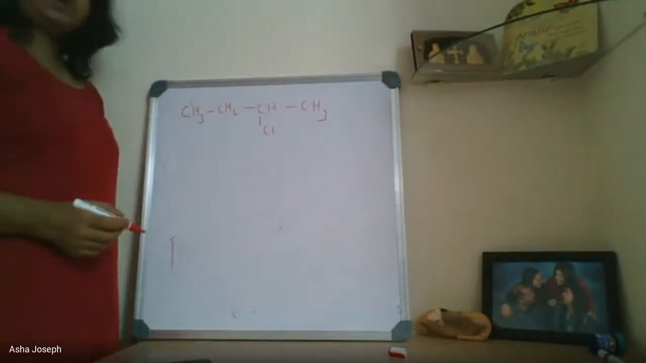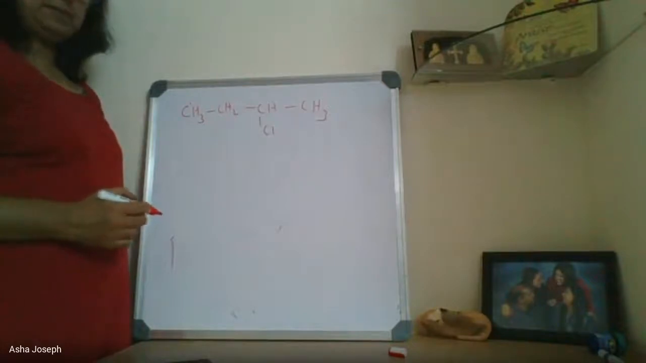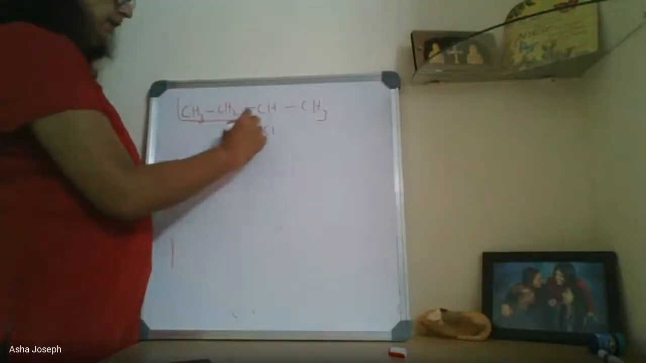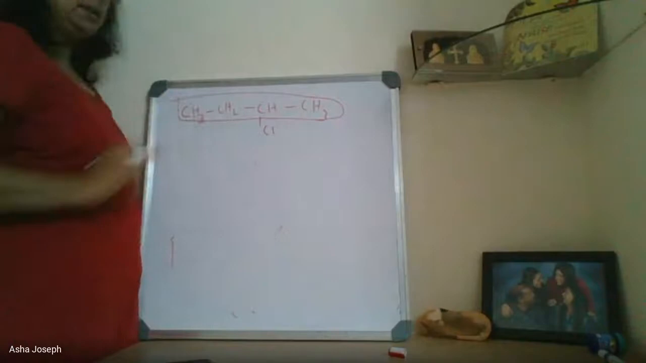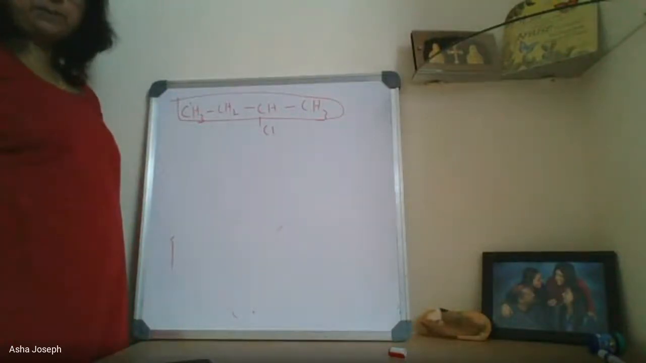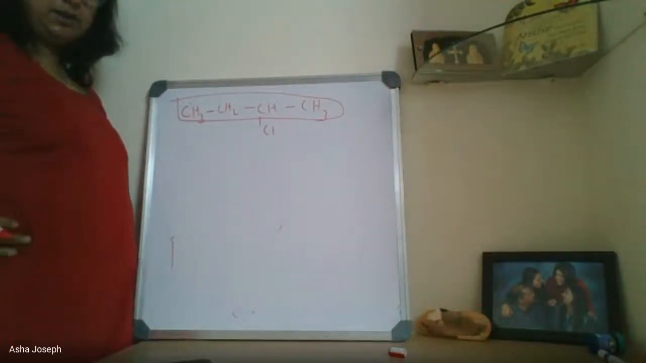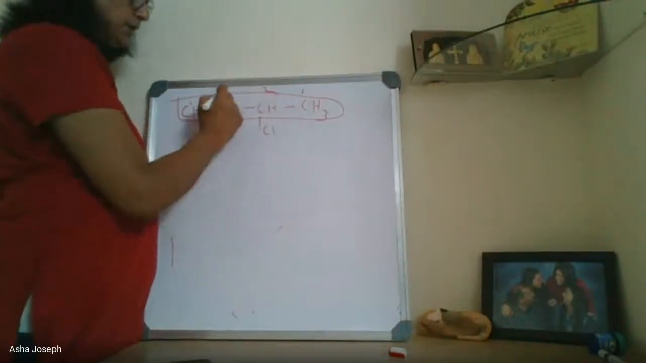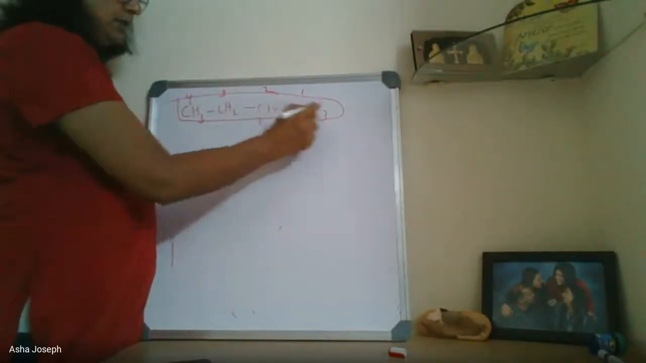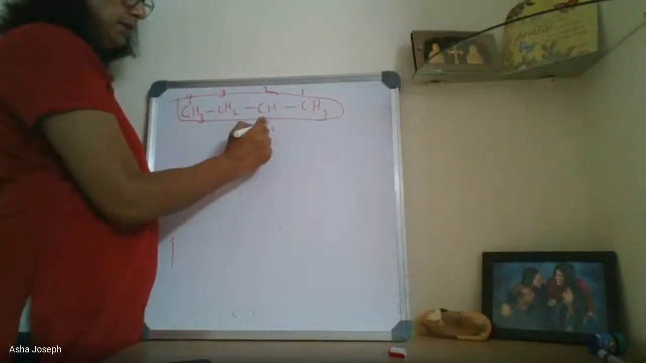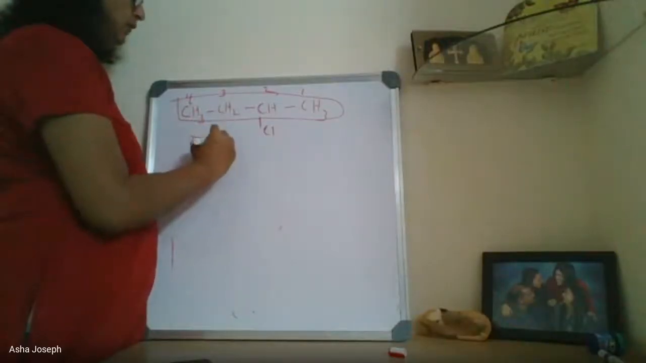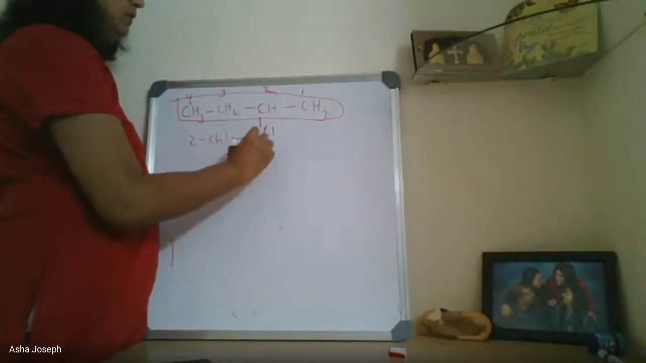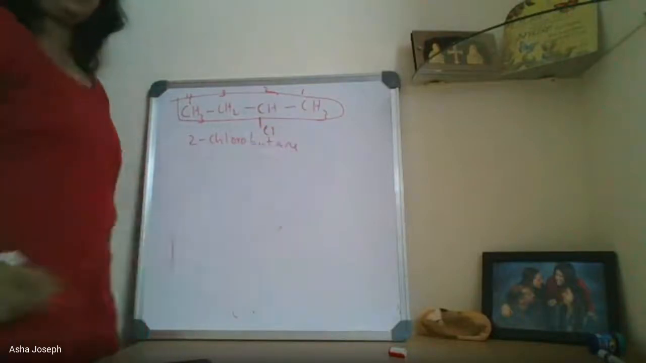So you can see the board. We will first select the longest chain containing the functional group. The functional group is halogen. And you will number from the end giving the lower number. 1, 2, 3, 4. So this end, the carbon containing the functional group is taking number 2. Ma'am, 2-chlorobutane. Yes, 2-chlorobutane. This is the first one.